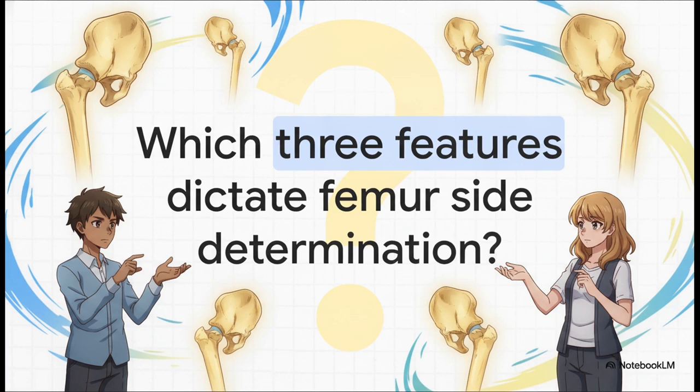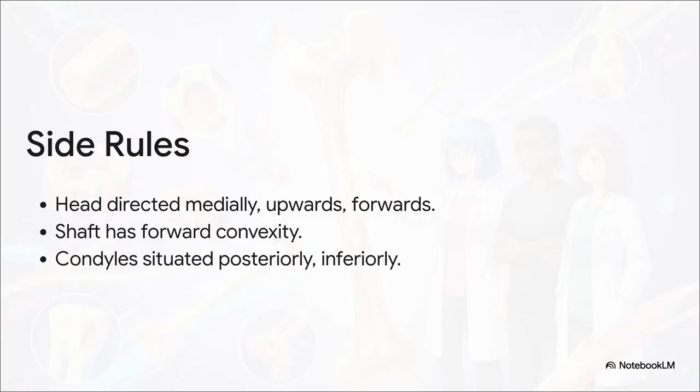Take a sec to mentally recall the 3 main spatial rules. If you were handed a femur right now, what 3 exact things are you looking for to say definitively if it's a right or left femur? Think about the head, the shaft, and the condyles. Got it? Okay, if you remember the medial direction of the head and the forward convexity of the shaft, you are absolutely spot on.